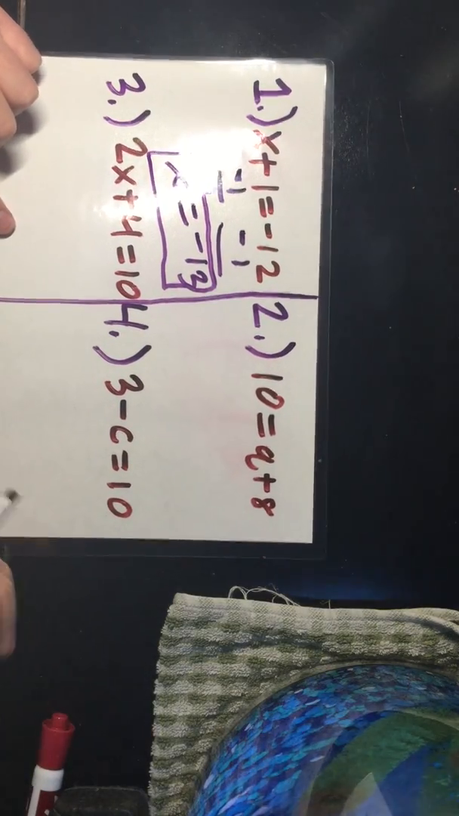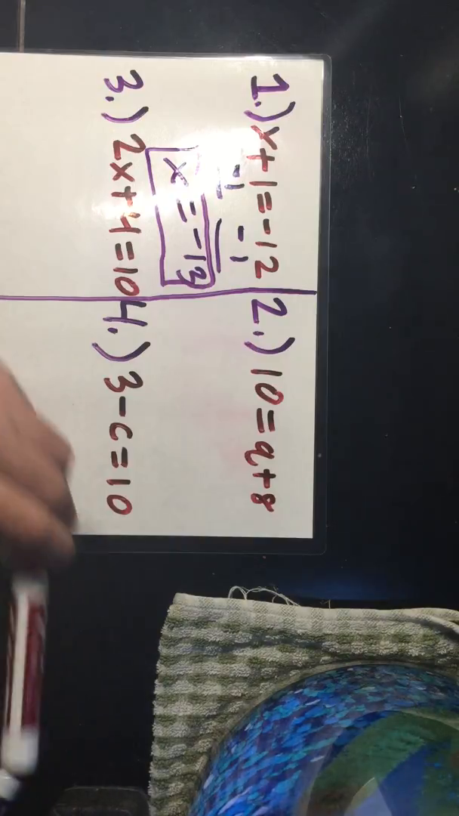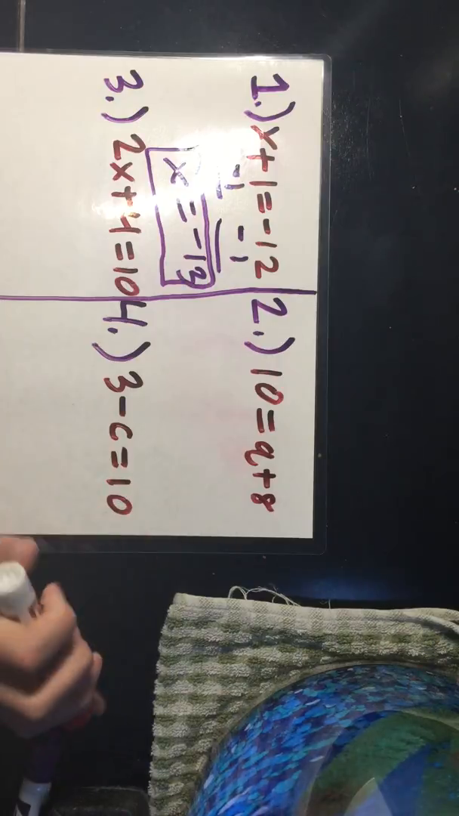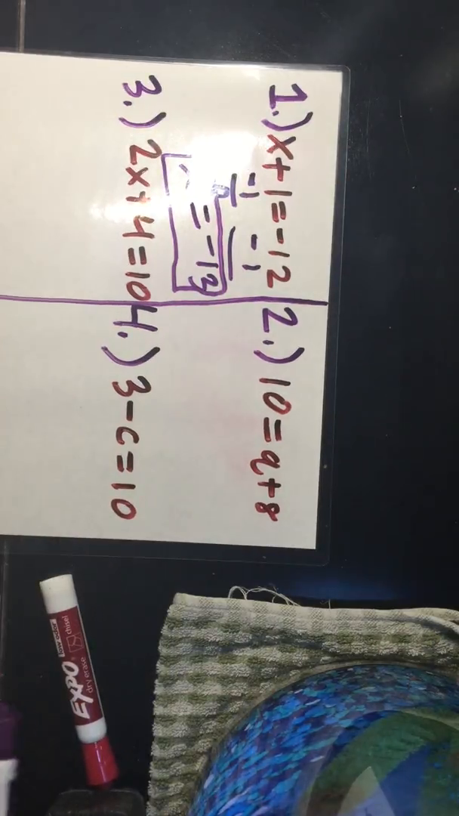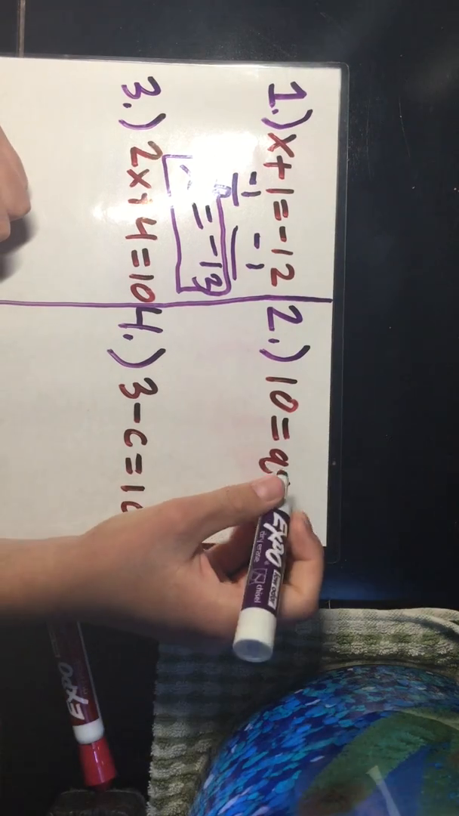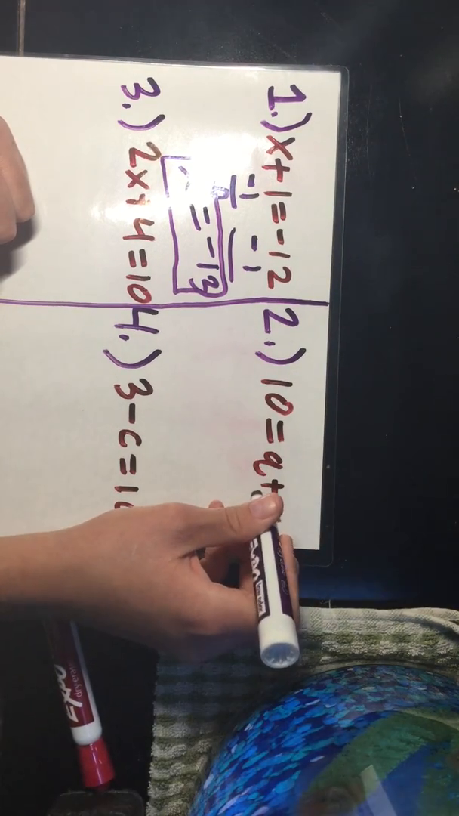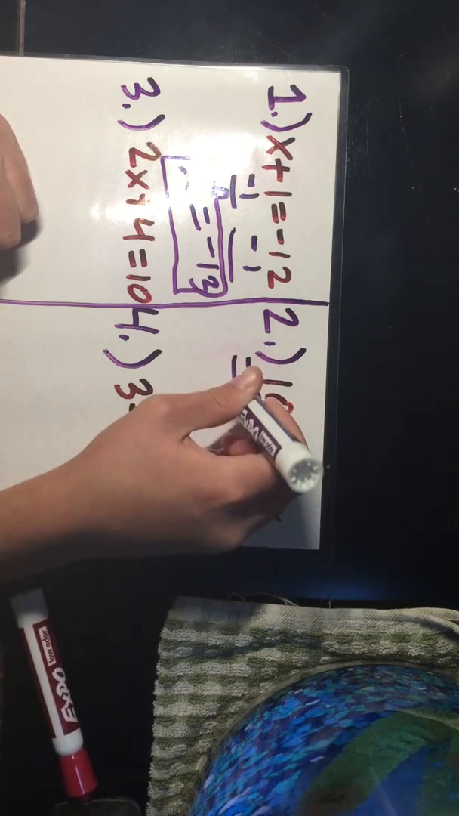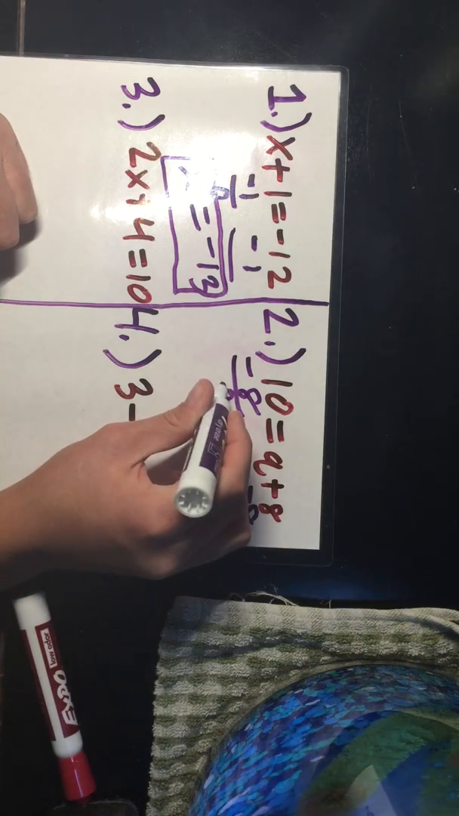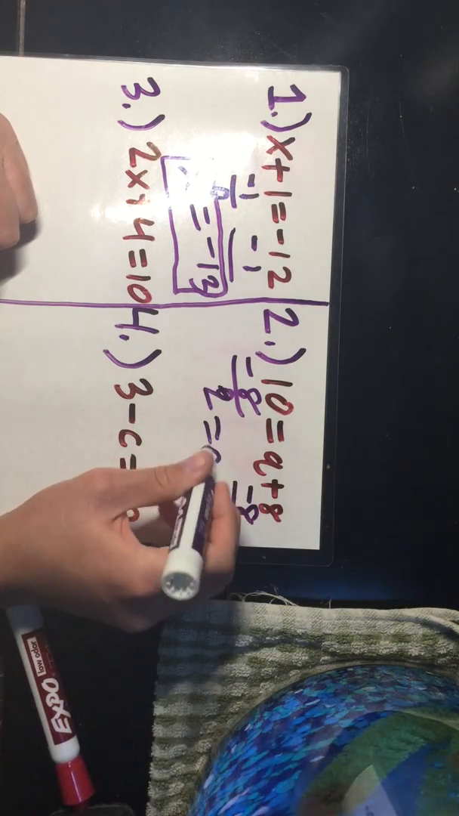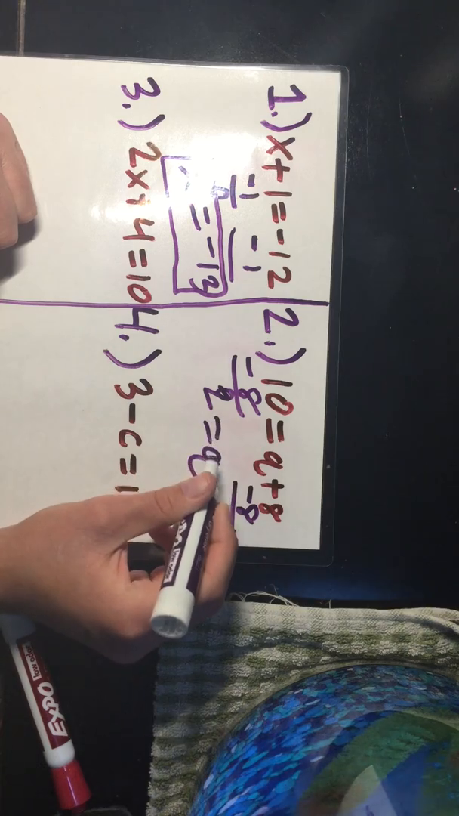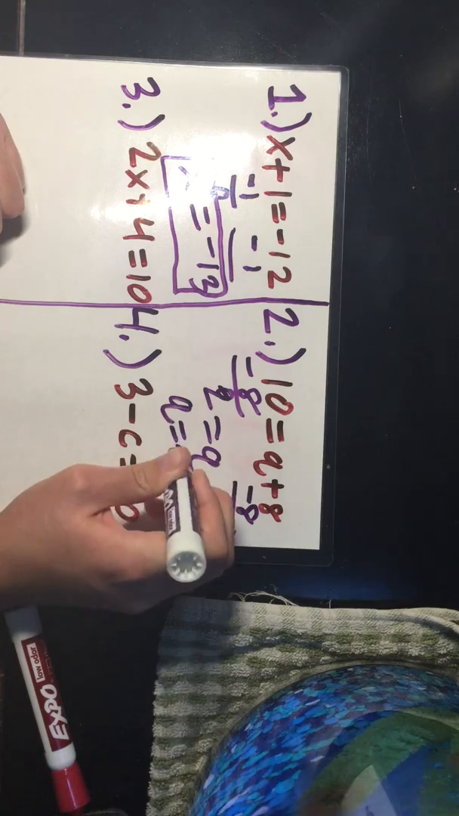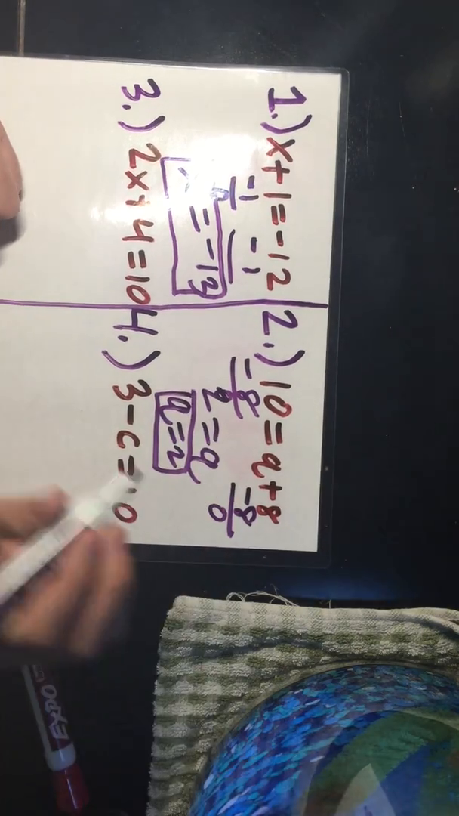Now we'll move on to number 2. 10 equals q plus 8. We're going to try to get the variable on the left side again, but in this case it would be easier to do it at the end. So we're going to do minus 8. 8 minus 8 equals 0, and 10 minus 8 equals 2. 2 equals q. That is our answer, but I like to always put the variable on the left side, so we're just going to swap those around. q equals 2, and that's your answer.